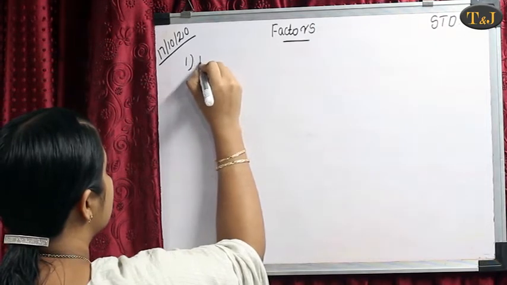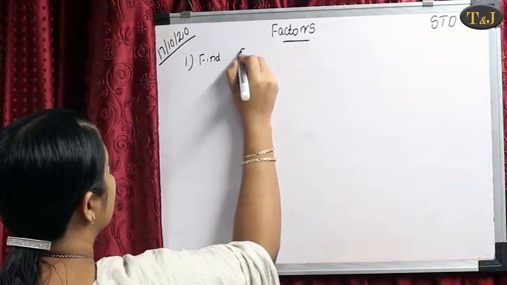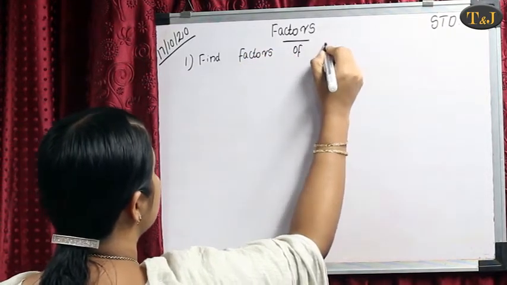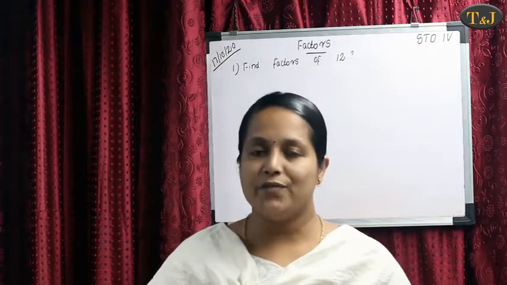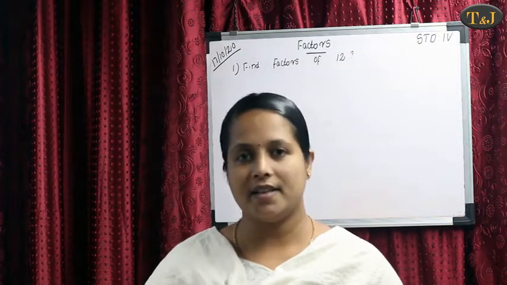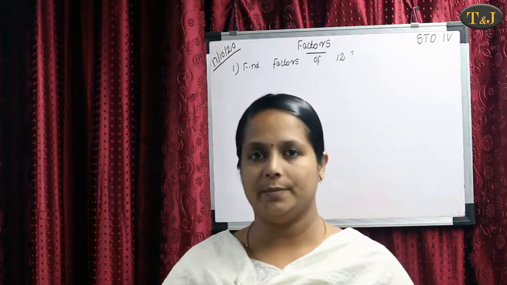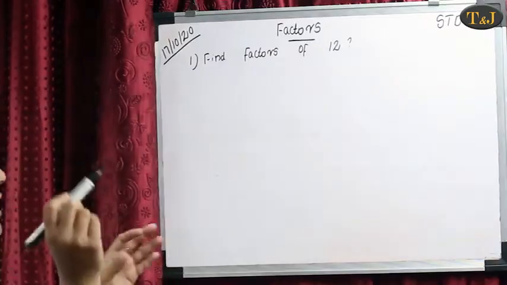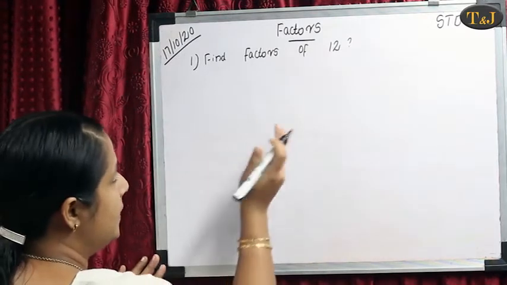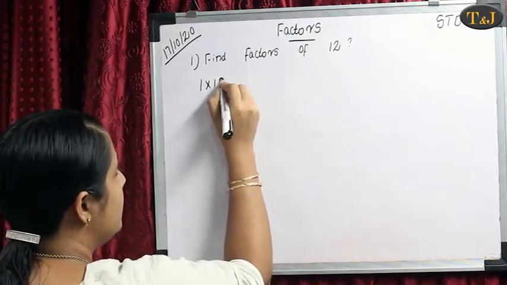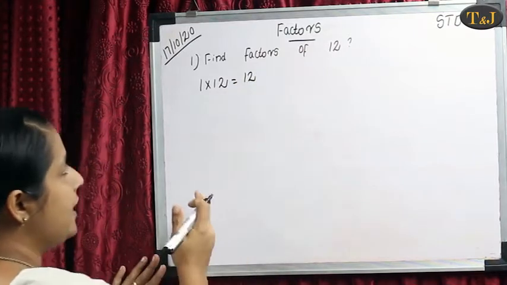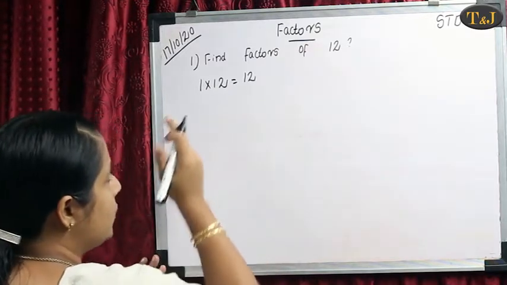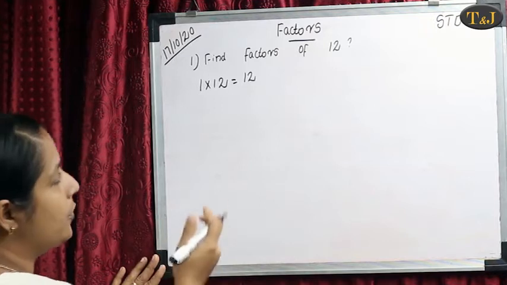First, find the factors of 12. We are studying the 1 to 10 multiplication tables, isn't it? Yes, we already studied them. First we check the 1 to 10 multiplication tables for the product 12. Our first table, 1's table: 1 multiplied by 12 equals 12. Any number multiplied by 1 gives the same number. So the factors of 12 include 1 and 12.